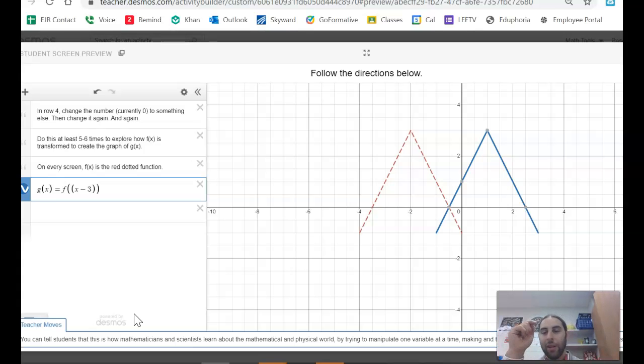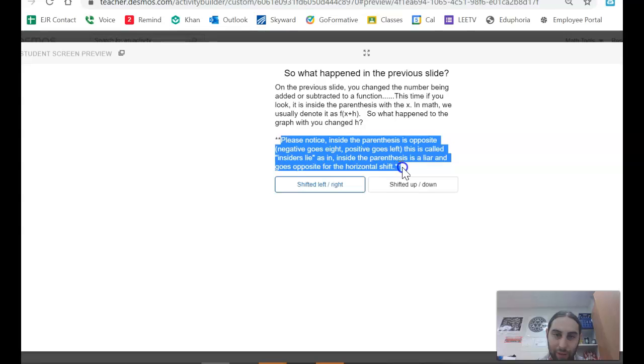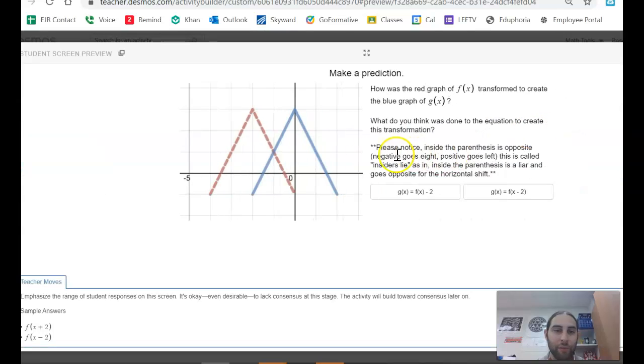Positives are going left. We've talked about this before, but that's the idea that insiders lie. Inside the parentheses goes left or right, and it is a liar. So left is actually positive, right is actually negative. Or another way to put it, negative is right, positive is left. So it's backwards from what you might normally think. So yes, that H inside the parentheses is left or right. And again, this is what I was just talking about. Insiders lie.